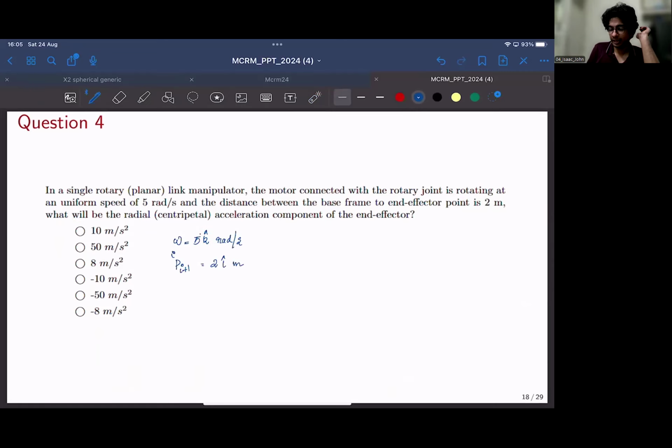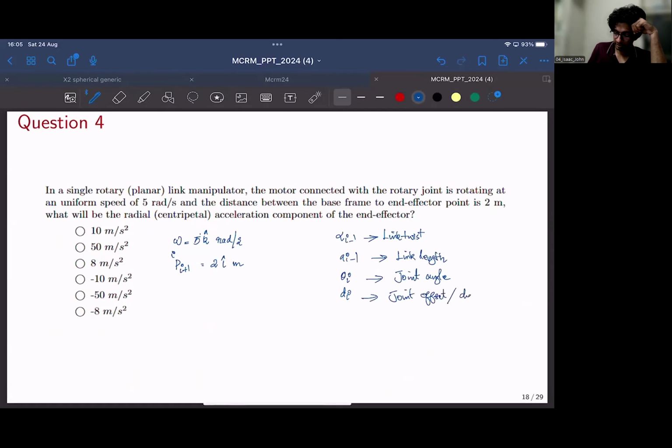right? And the reason I use this i is because if you recall the DH parameters, we have 4 DH parameters, that is alpha i minus 1, a i minus 1, theta i, and d i. And this is called link twist. This is called link length. This is called joint angle. This is called joint offset or joint distance.